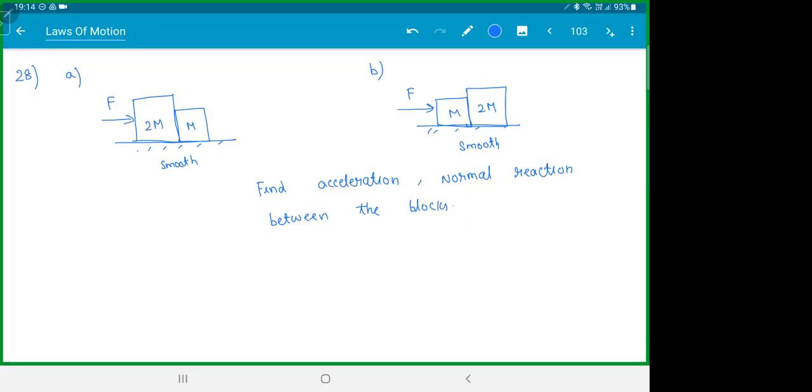Are you typing it wrong here? By 3M, Mehan, what did you type that? F by 3M is fine. What is 3M again?